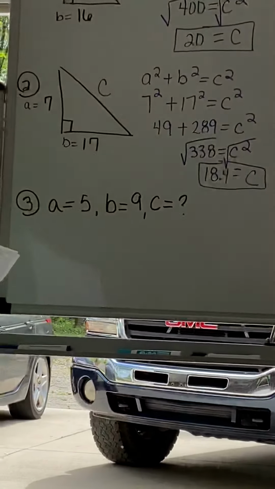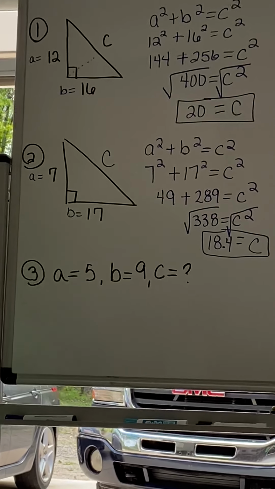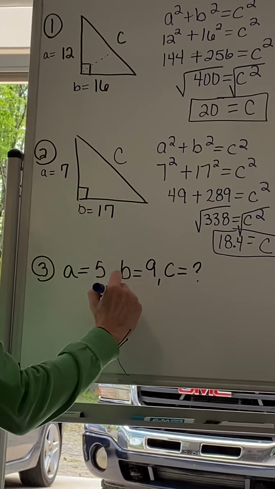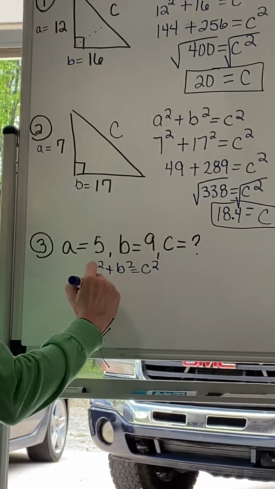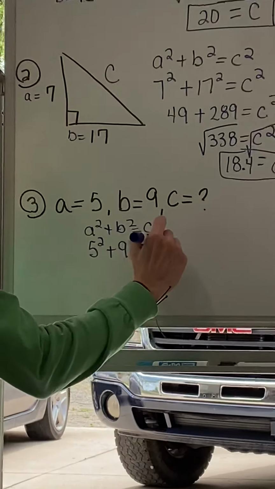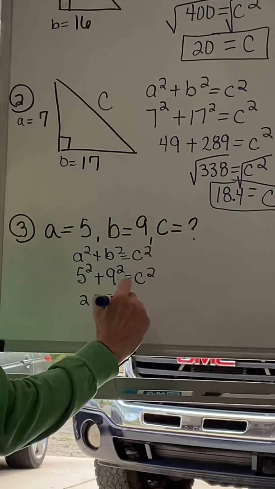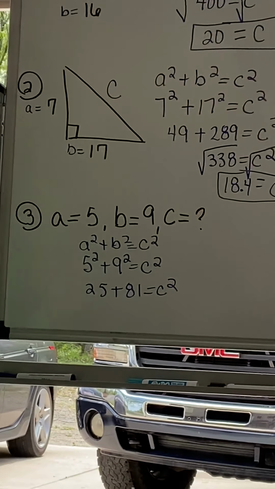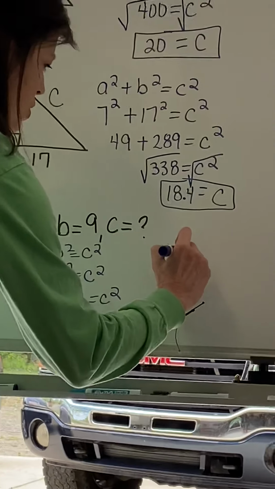Okay, sometimes you don't actually have a triangle. You just have the variables A, B, and C. So you just need to drop them in the formula just like we did before. So A squared plus B squared is C squared. A is 5, so I'm going to have 5 squared. B is 9, so that's 9 squared. And here's C squared. 5 squared is 25. 9 squared is 81. And so we're going to add those up to get C squared. 25 and 81, I'm going to scoot it over here, is 106.